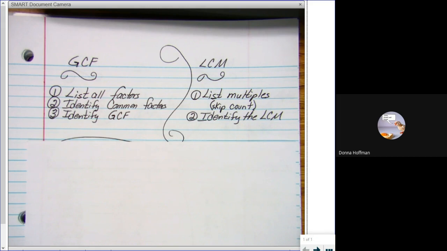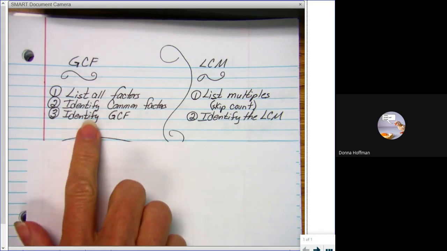You list your multiples by skip counting, and then you identify the least common multiple, which means the very first number that you come to that they share. That'll be the LCM. So I created 2 scenarios to give examples, and we split the page because a lot of students are getting them confused. They're wanting to list their multiples for greatest common factors, and that's not the way this works.